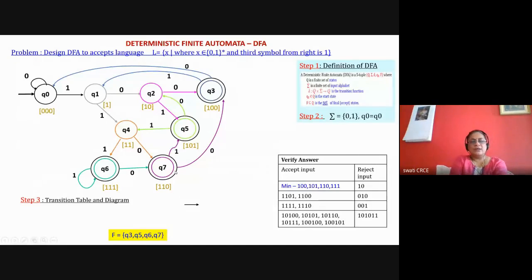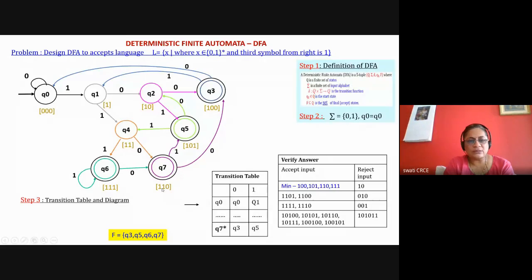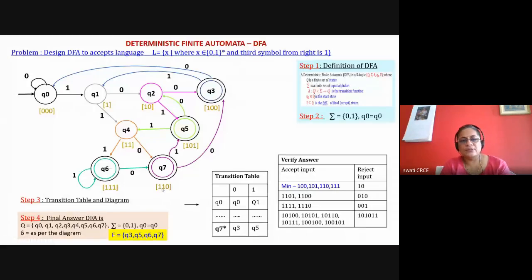So if you have not understood, you just observe the diagram, then you will be able to draw it. Or you draw it by your logic and then verify and check why it is wrong. And then you see this technique. Okay. So any doubt on this? Draw the transition table, write down the final answer. There are 4 states: Q3, Q5, Q6 and Q7. So have you understood?